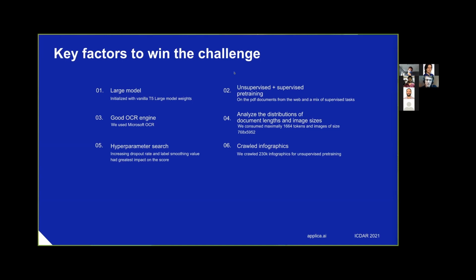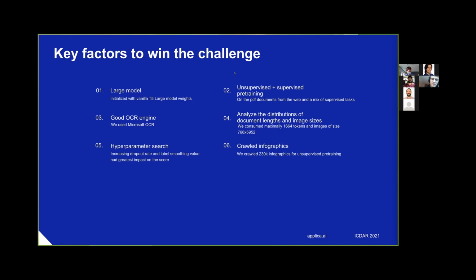For the unsupervised part, we used a large data set of PDF documents from the web. And for the supervised part, we relied on commonly available data sets that are connected with question answering or document understanding, such as SQuAD or DocVQA. The choice of the OCR was one of the key factors. For example, Tesseract OCR performed much worse than Microsoft OCR. The difference was about 10 points.